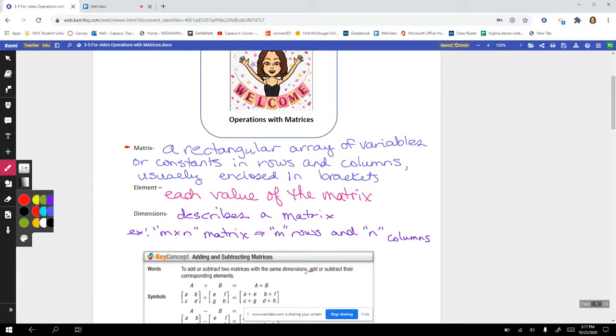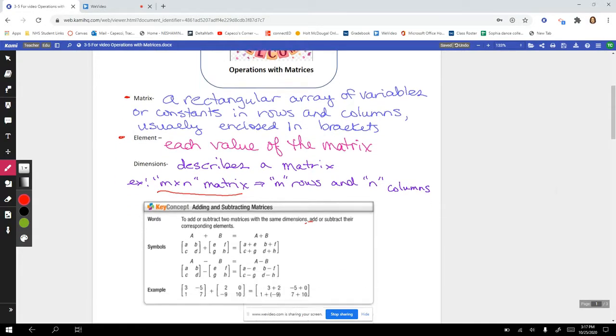And the dimensions, they are very important, especially going forward when we're going to start to multiply. Dimensions describe a matrix. So if I say an m by n matrix, a 3 by 2, a 7 by 5, they are m rows and n columns. So we'll talk about that.